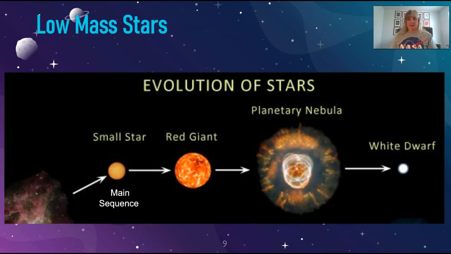Here is a graphic of the evolution of a low mass star. We've got a nebula down here. We've got main sequence, becomes a red giant, a planetary nebula, and a white dwarf. I would love it if you would draw this into your note page for low mass stars, and then we're going to talk about high mass stars.